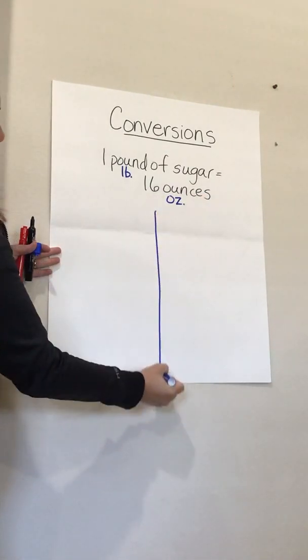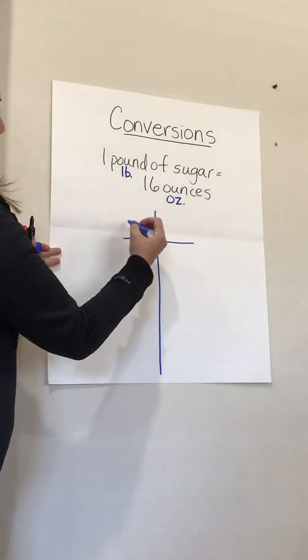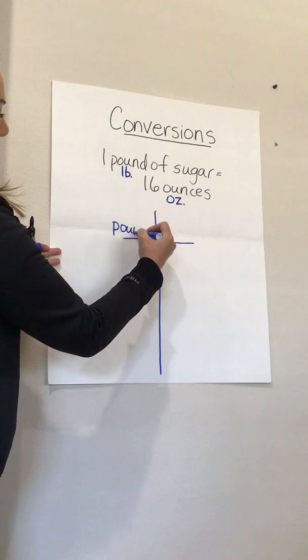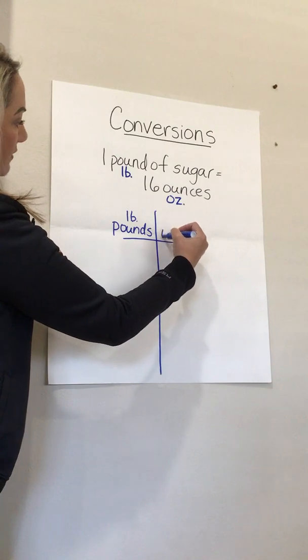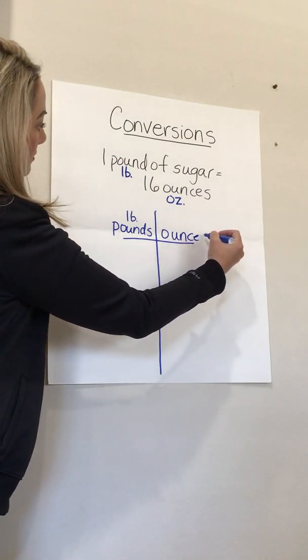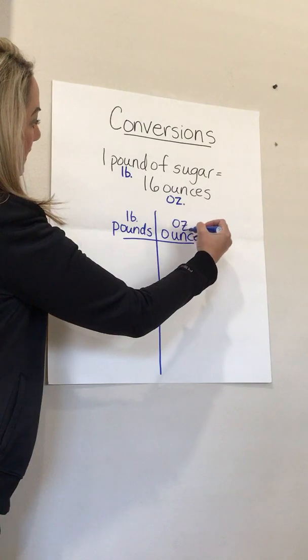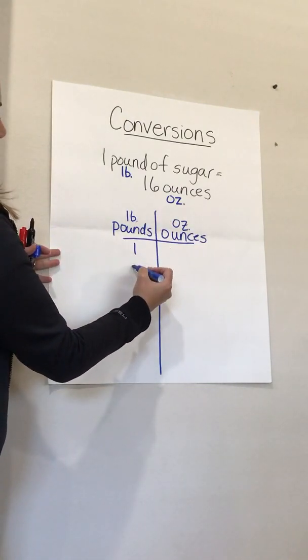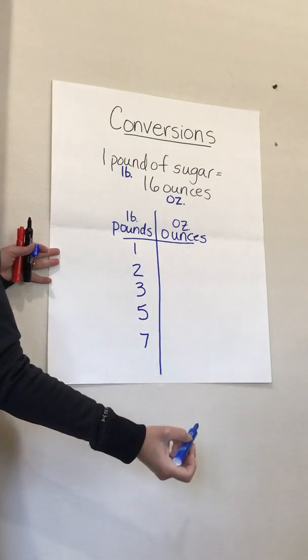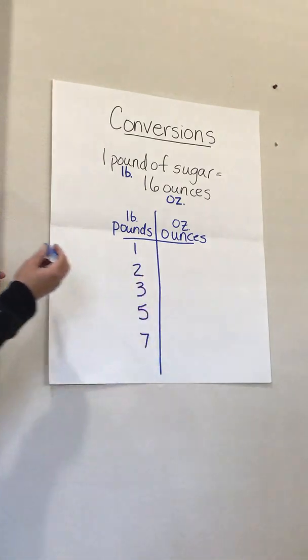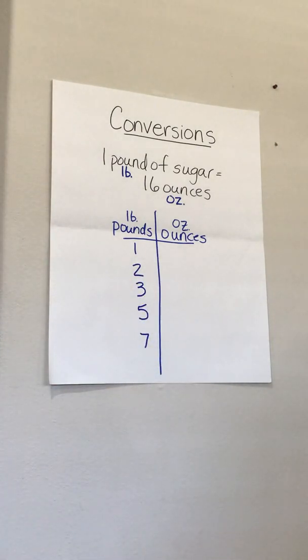So if we have an in and out box, just like we did last week, okay? If we have pounds, or LB, as our in, and then we have ounces, or OZ, as our out. So if I have 1, 2, 3 pounds, 5 pounds, 7 pounds, and it can go on and on, we're going to see how many ounces are in 1 pound of sugar, how many ounces would be in 2 pounds, how many would be in 3 pounds. And so we have to think about our rule like we did last week.